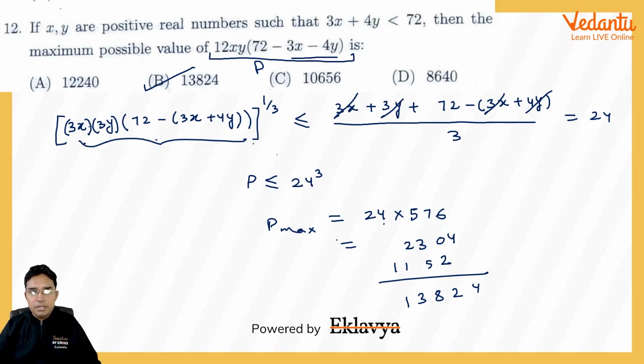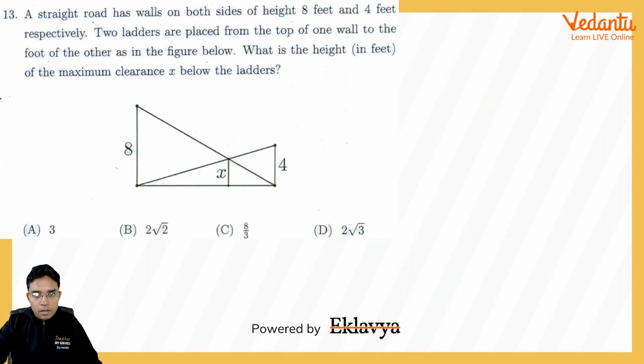I think this is an easy question. I will say simple use of AM-GM, nothing else. Now coming to the next question, that is 13.